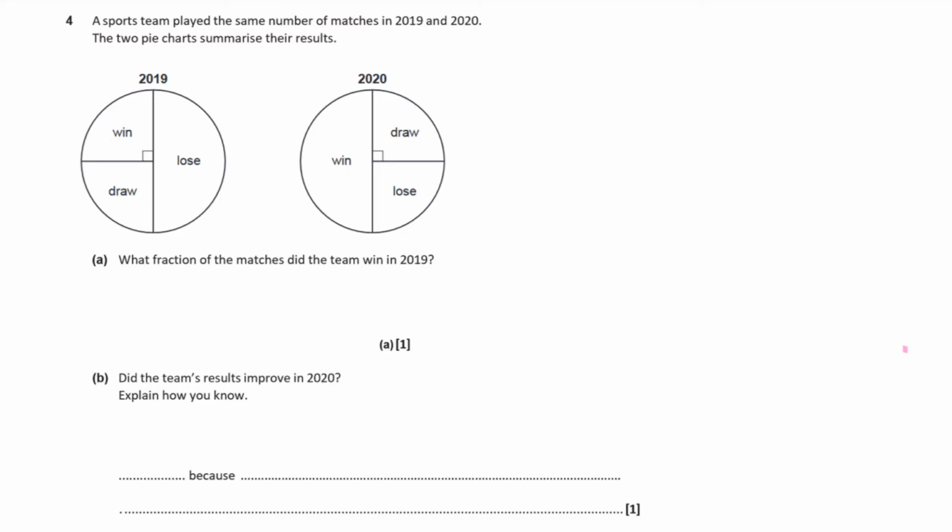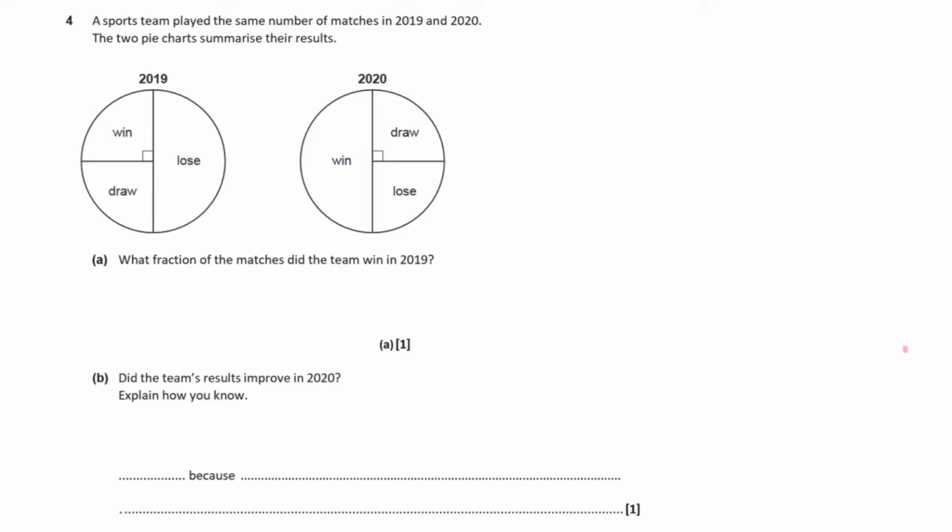Question 4. A sports team played the same number of matches in 2019 and 2020. The 2 pie charts summarize their results. So you can see in 2019, a quarter were won, a quarter were drawn, and half were lost. And in 2020, half were won, a quarter were drawn, and a quarter were lost.